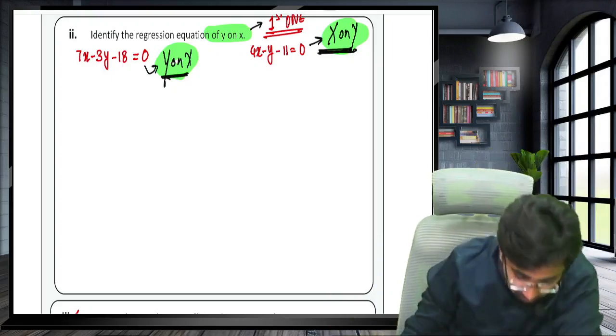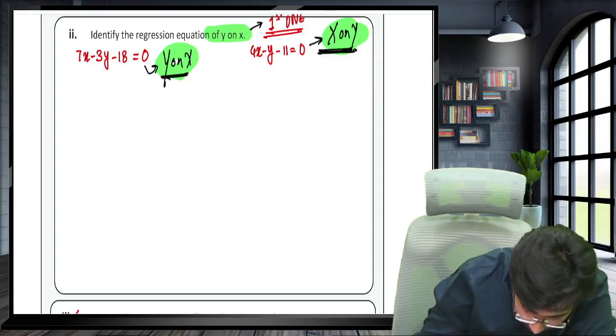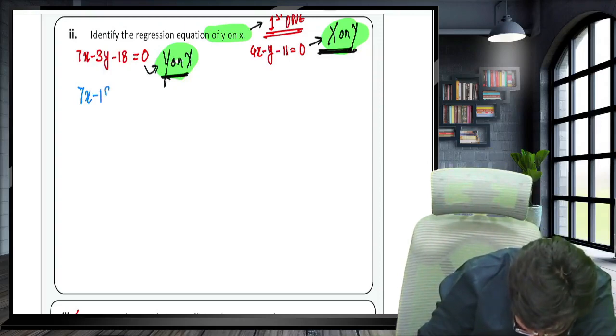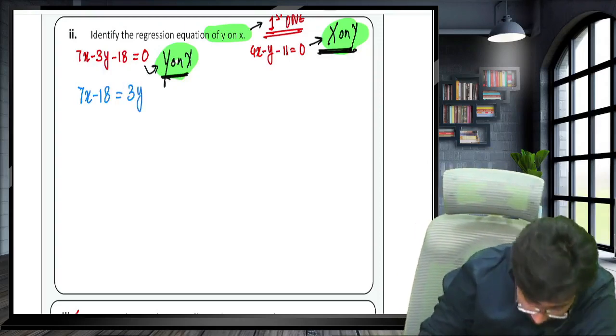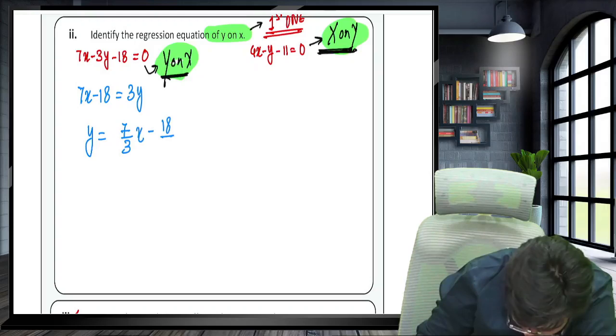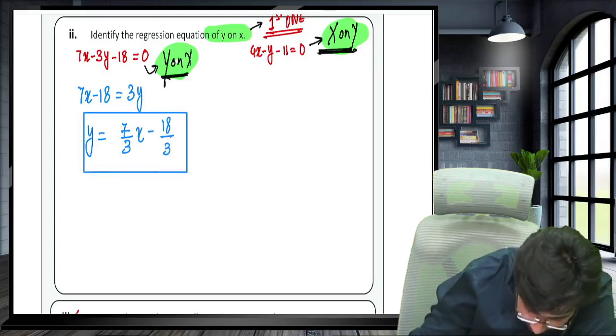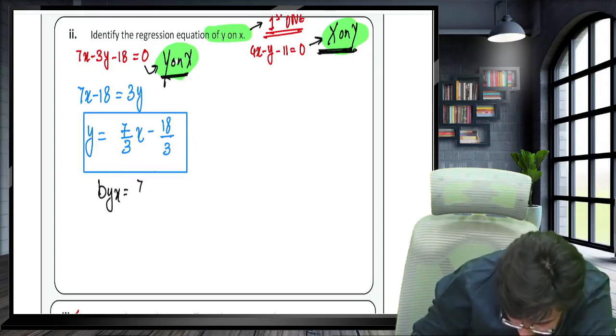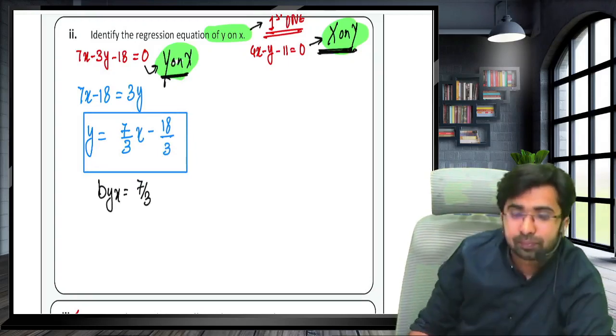I am solving mine, you solve yours, okay? I am just solving mine. Okay, y on x means 7x minus 18 is equal to 3y. 0.76 is right, Sundar. So when you make y separately, it will be 7 by 3 x minus 18 by 3. So this is my y on x, and from here I will say my b y on x is 7 by 3. Correct, guys?